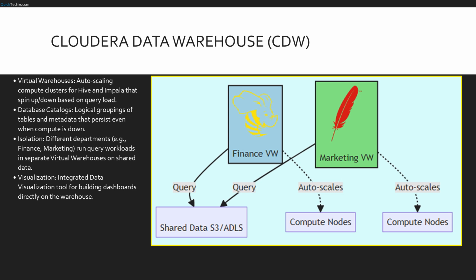Finance's heavy end-of-month reports won't slow down marketing's daily dashboards because their compute power is completely isolated in separate Kubernetes namespaces. Here we see the isolation model of CDW. The shared data resides in object storage at the top. Two distinct virtual warehouses, finance in blue and marketing in green, query this same data. The dotted lines indicate that each warehouse auto-scales its own pool of compute nodes independently, ensuring performance isolation without data duplication.